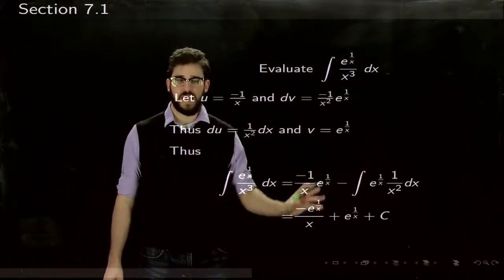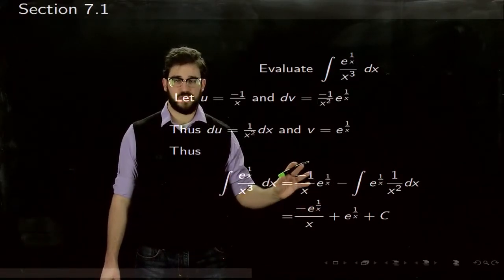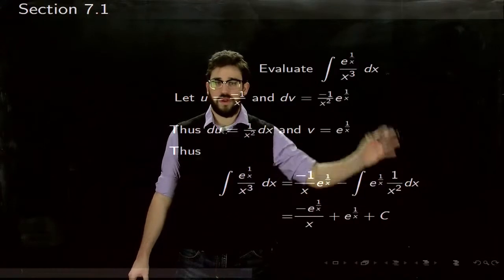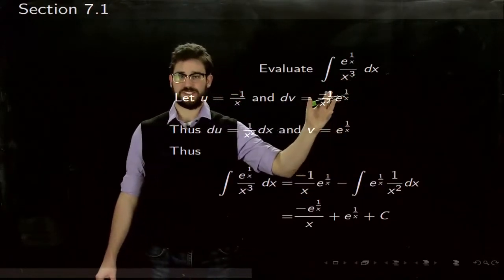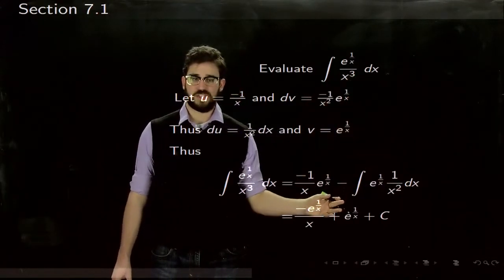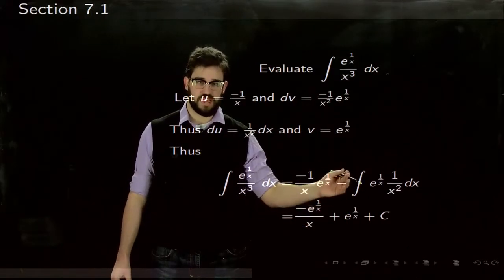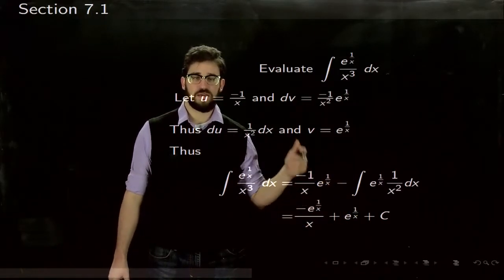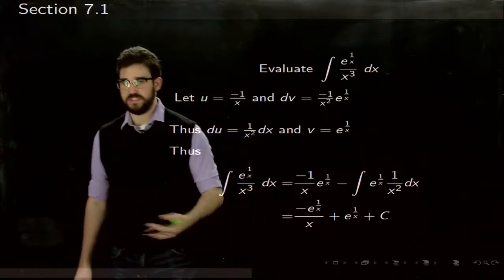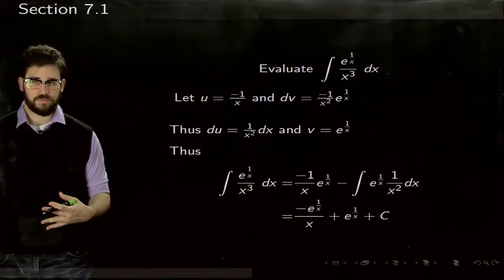This part wasn't bad at all, right? That's our uv. And then this integral, we had already even calculated from our first step. So it just becomes the plus, because of the negative out here, plus e to the 1 over x. All of this plus that constant of c.